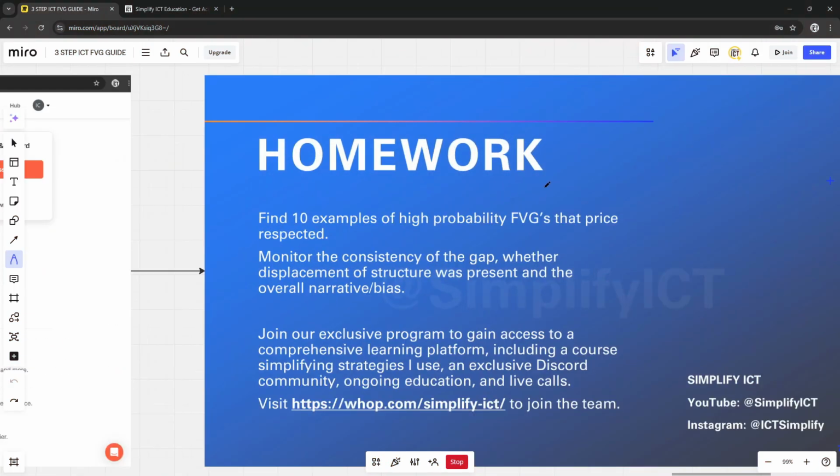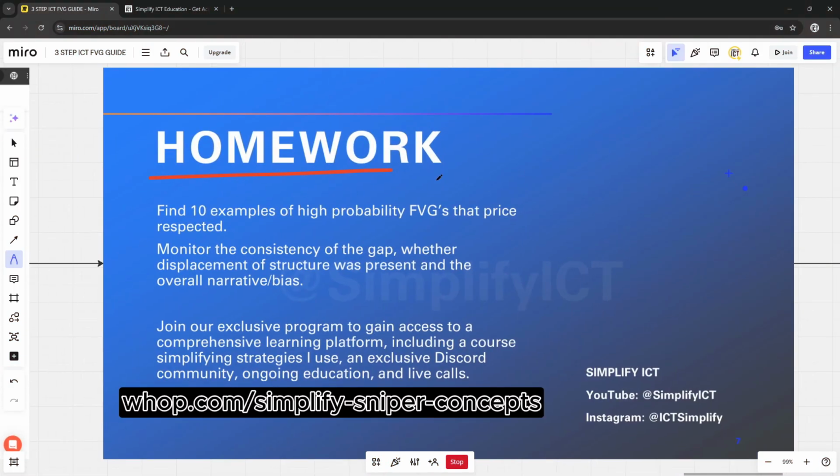And also I've set you guys some homework because I want to make sure that you guys fully understand this. So find 10 examples of high probability fair value gaps that price respected. So just go on the chart, right, whatever time frame you want, and monitor the fair value gaps. If price comes down into a fair value gap, right, and rejects off it and moves in the opposite direction, so it's supported, let's say it's a bullish fair value gap and price supports that theory of that bullish fair value gap and we see a reaction, I need to zoom into the fair value gap and have a look at it. I need to monitor the consistency of the gap.